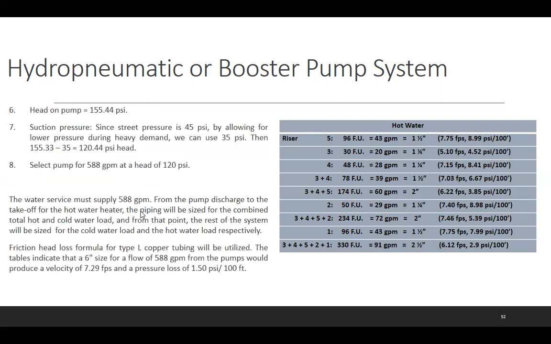Pinresent lang to. So head on pump is 155.44 psi. Suction pressure, since static pressure is 45 psi, by allowing for lower pressure during heavy load, we can use 35 psi, less 10, diba? Then 155.44 minus 35 is 120.44 psi head. So select pump for 588 GPM at a head of 120 psi or 121.